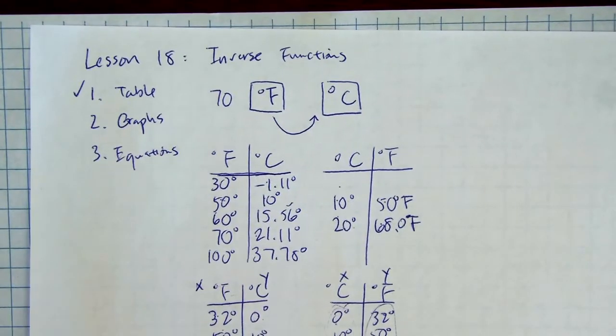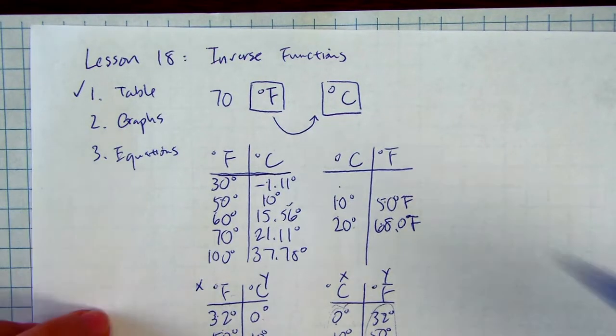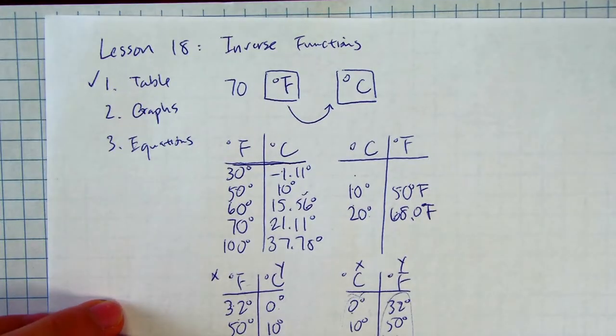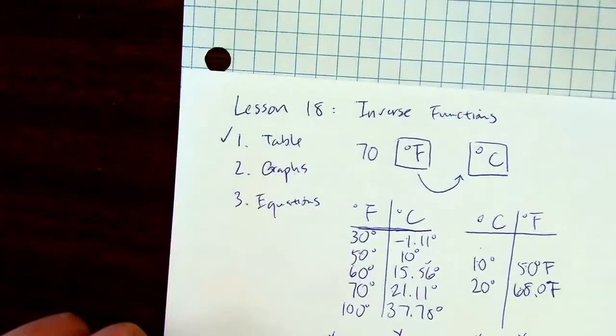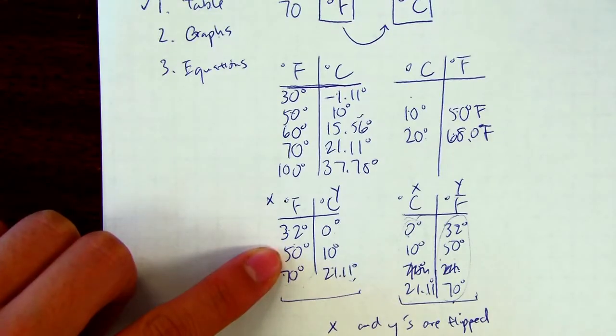So this is the second video for lesson 18. In video 1 we talked about tables, and now I'm going to talk about graphs. So I'm going to go here, and here's my graph paper. I'm going to use the same values that we talked about in the first video.